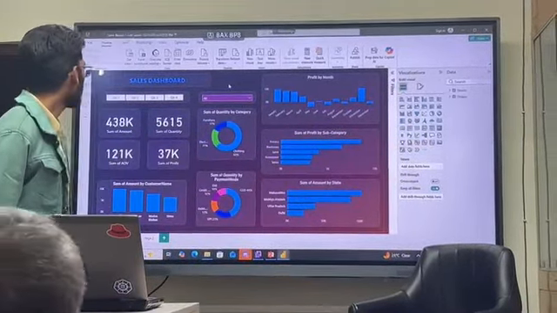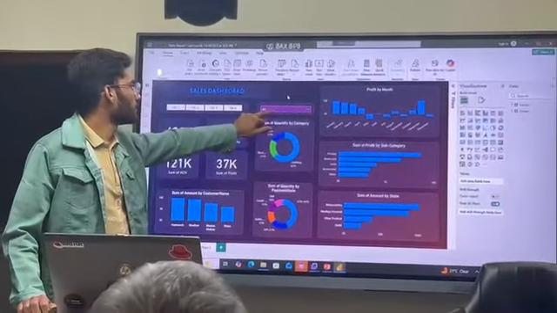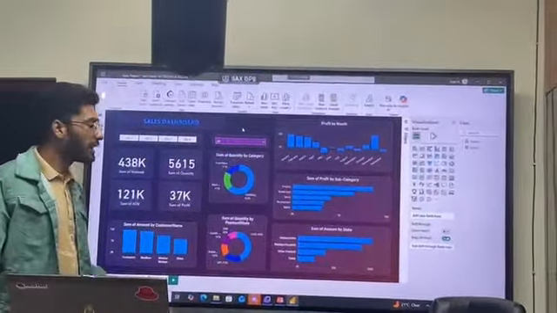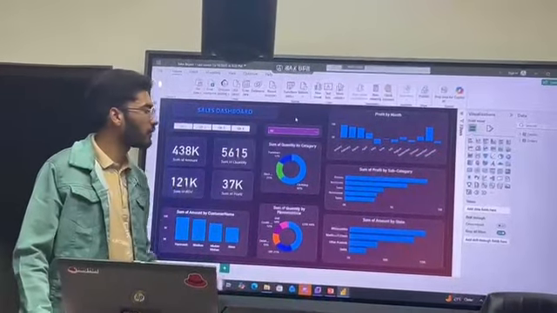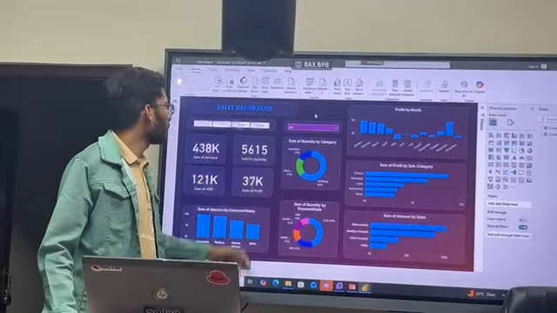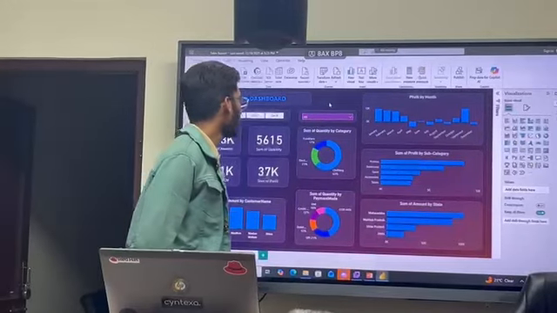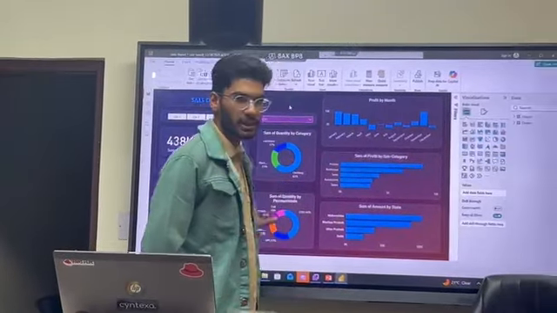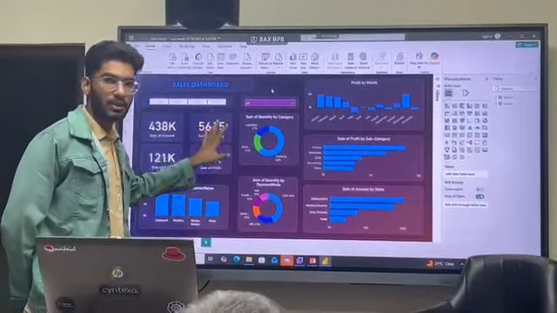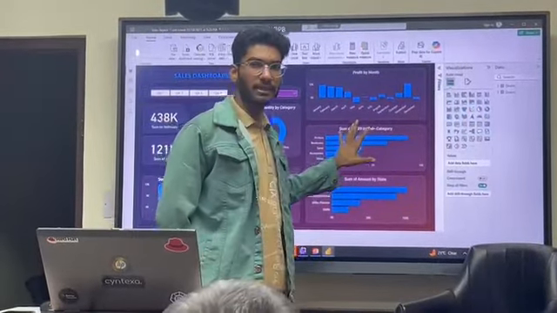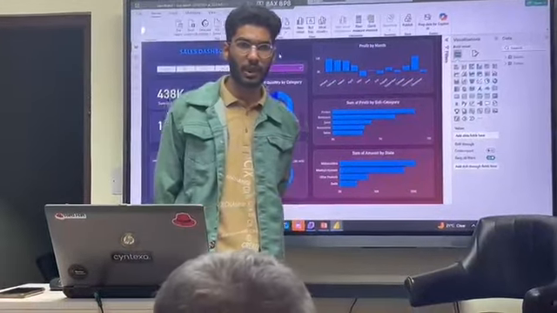Then we added two filters. The first is state-wise, so we can see the data according to state by choosing from the slicer. The second is quarter-wise: quarter 1, quarter 2, quarter 3, and quarter 4. All this data changes whenever we choose any option from the filter. So this is the cross-functionality in this report. This is the overview of our sales report.